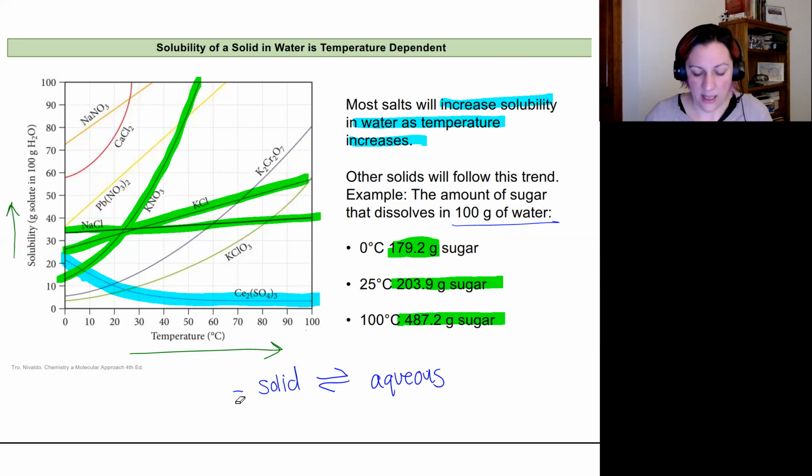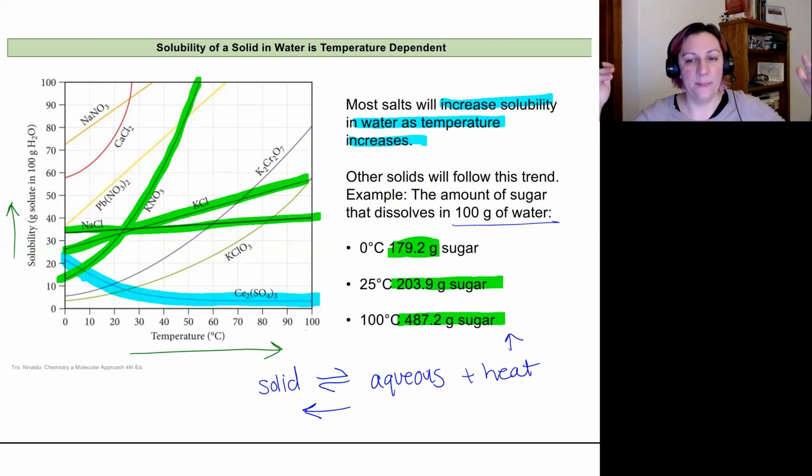In the case where we have something that is exothermic, then it's going to release heat as it forms a solution. So our heat is like a product in a sense. And so as we increase that amount of heat, we're going to see more solids form because we're going to have all these reactants around as we increase the heat, if we think of it that way. And so we'll have less of our solid form into the dissolved aqueous solution.